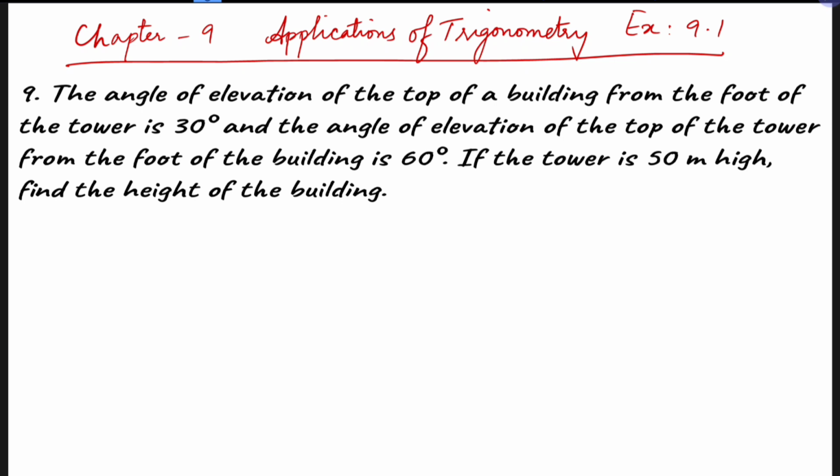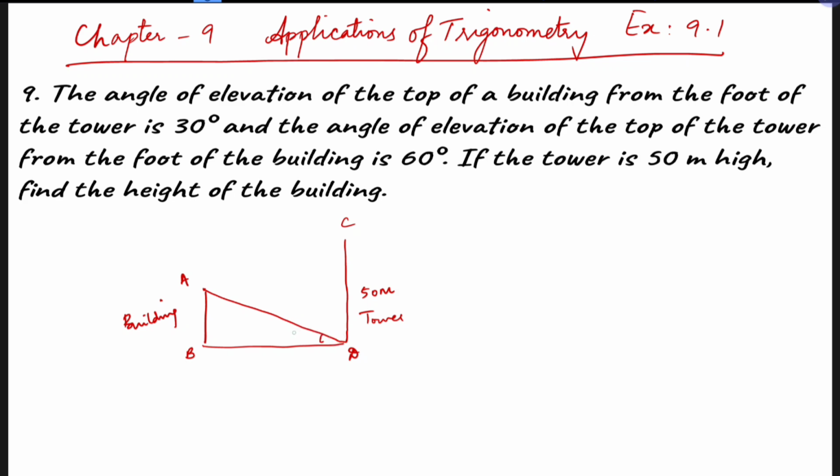They have said that we have two buildings. One is a building and the other is a tower, and they have given the height of the tower as 50 meters. Let AB be the building and CD be the tower. They've also said that the angle of elevation to the top of the building from the foot of the tower is 30 degrees.